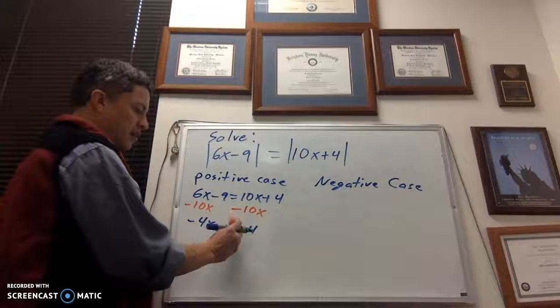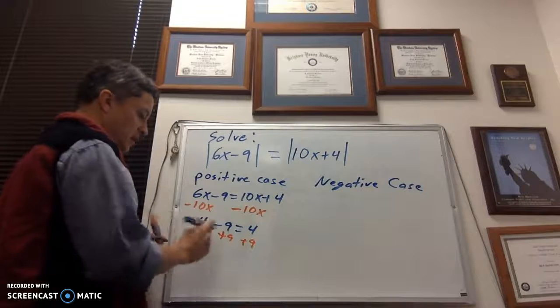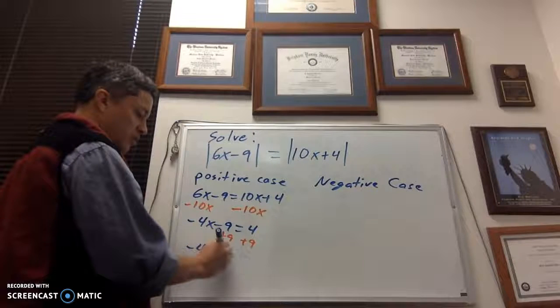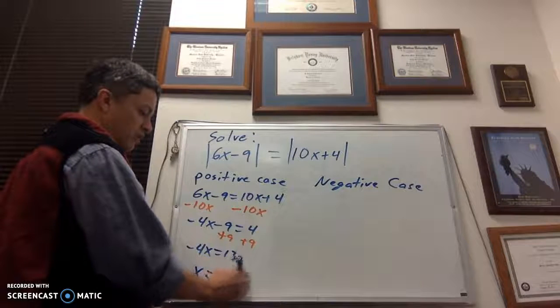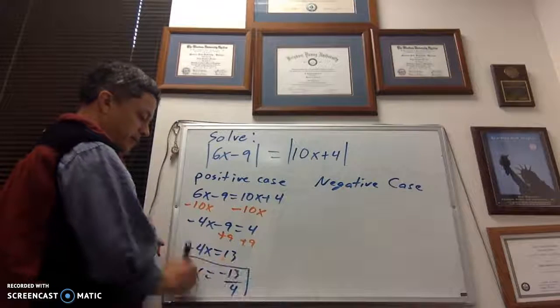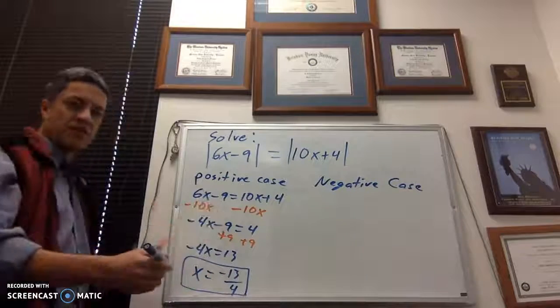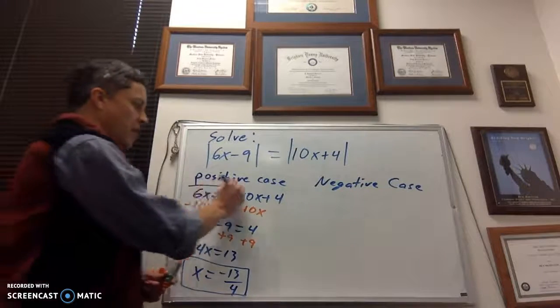Now I'll add a 9 to both sides. It gives me a negative 4x equals 13. So x will be a negative 13/4. Okay, that's one answer, and that's my positive case, okay?